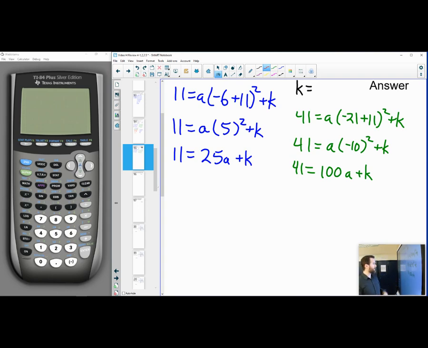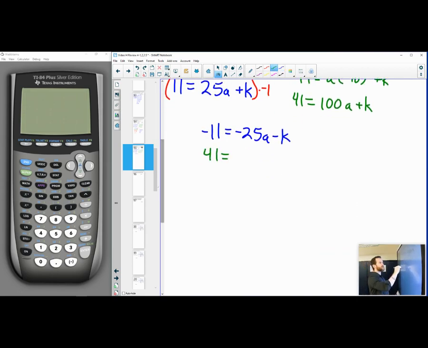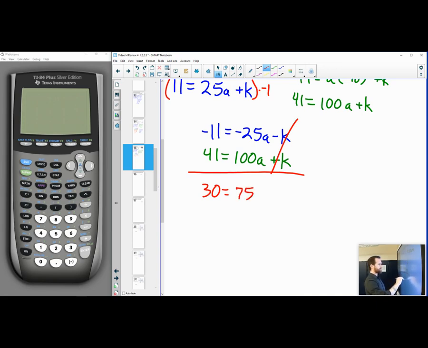I'm going to eliminate k again just by multiplying this one by -1, just to change those signs. The blue one would then be a -11. I'm going to do this slowly so I don't forget to distribute: -25a minus k. The green one doesn't change, so it's 41 equals 100a plus k. Now that we have a plus k and a negative k, they're going to cancel out when we combine. This is going to be a positive 30 equals 75a.